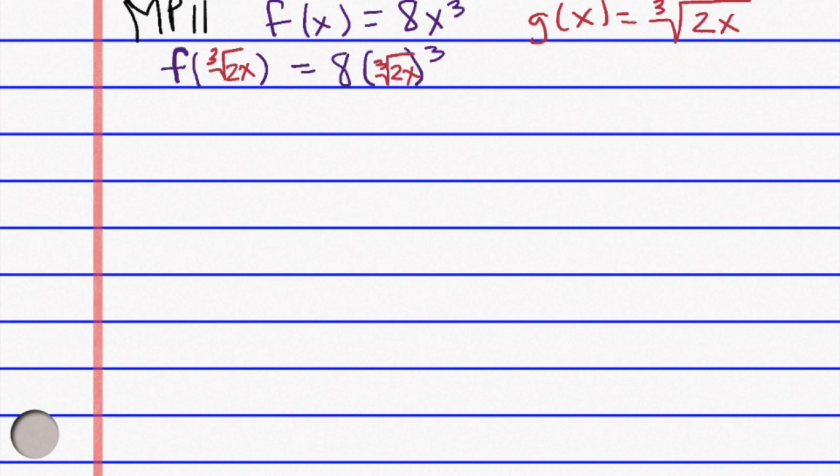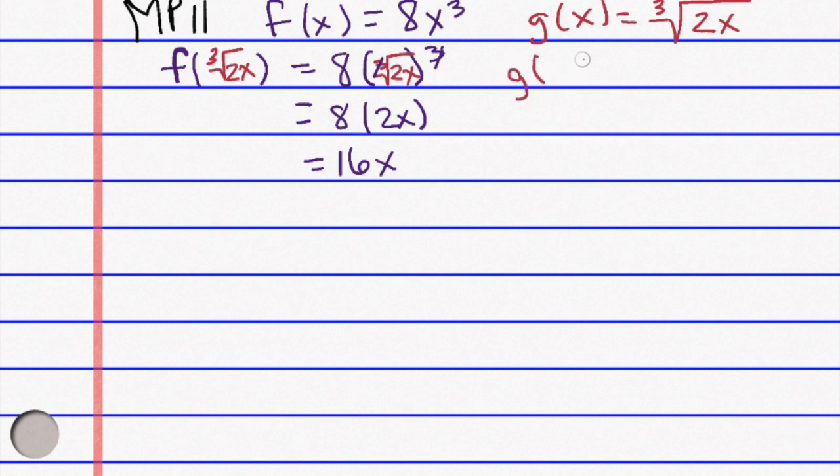Now let's solve this. Well, the cube root and these cubes are going to cancel each other out. So that means it's 8 times 2x, which means that this answer is 16x. Is this answer just x? No, it is not. So right now I don't think that these are inverses, but we're going to check and do the second problem.